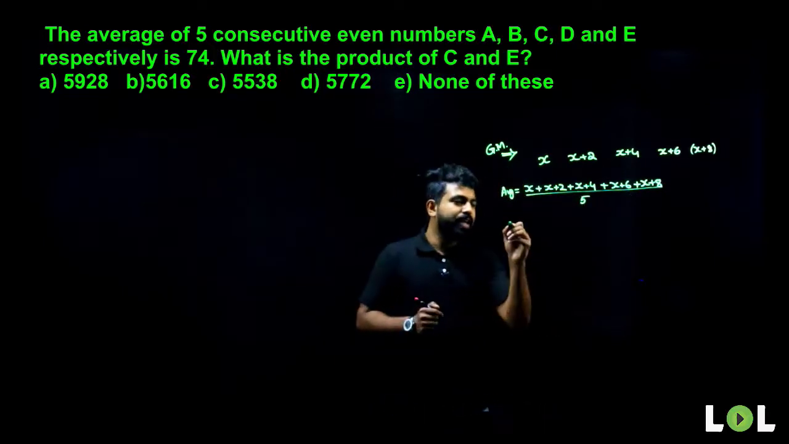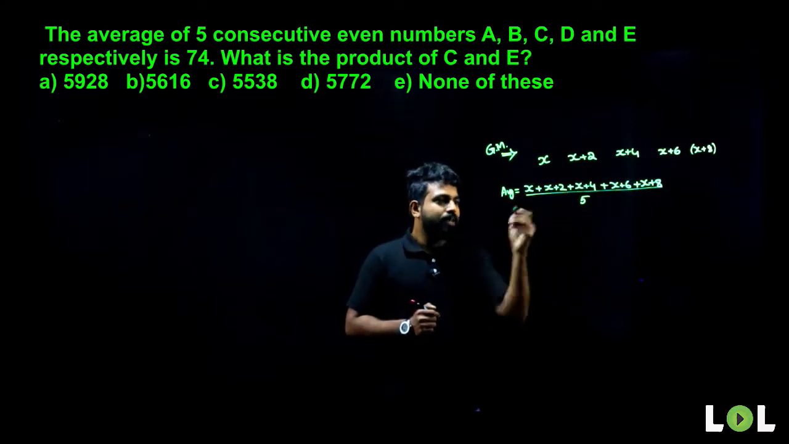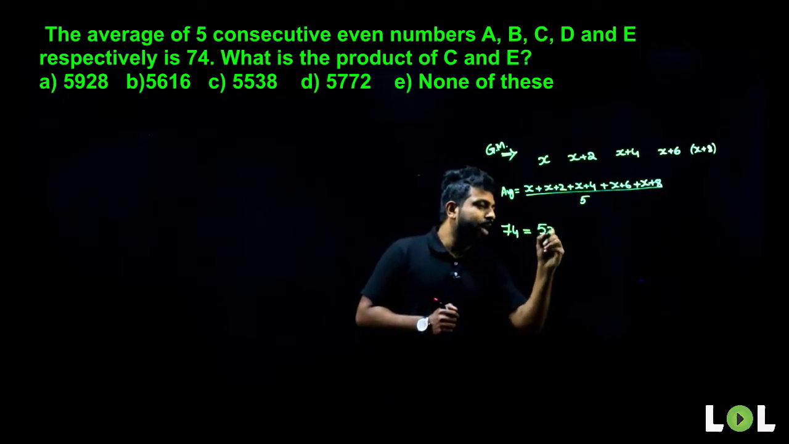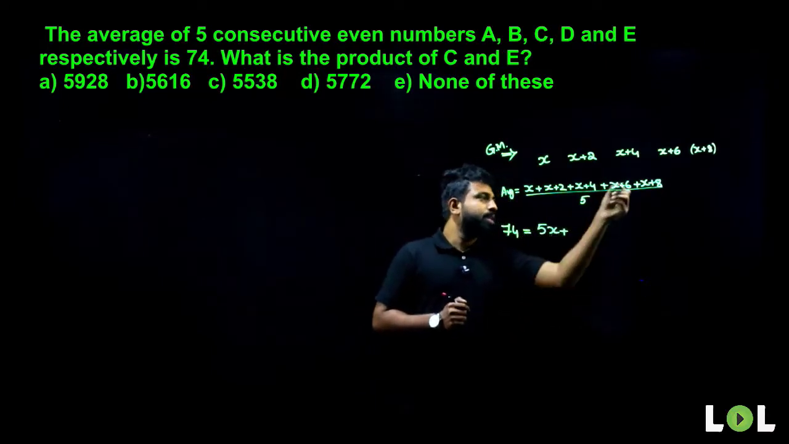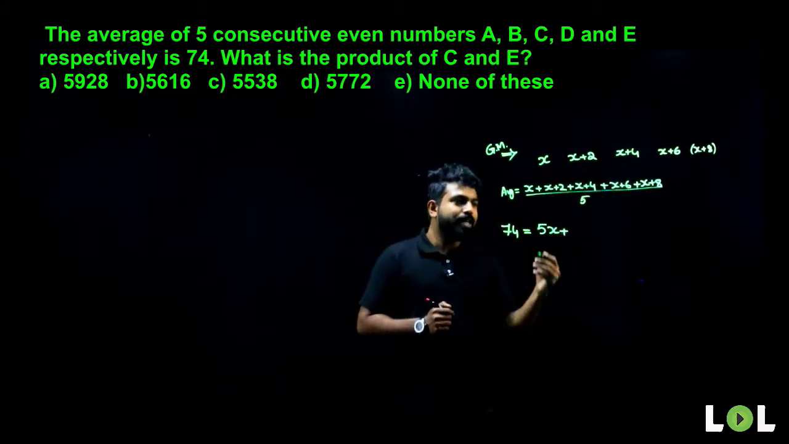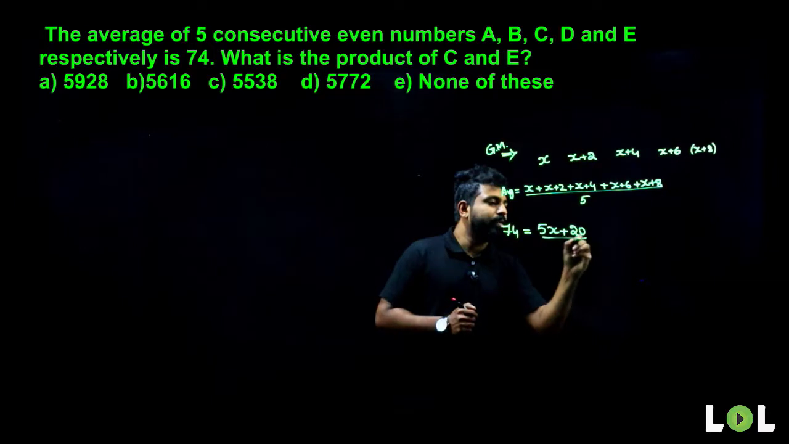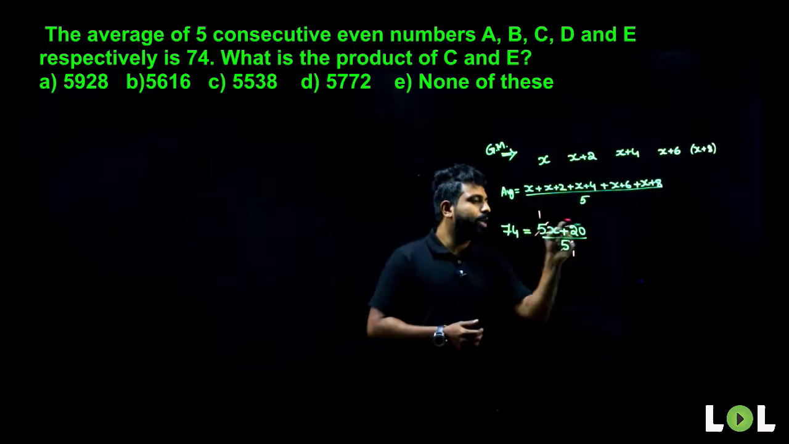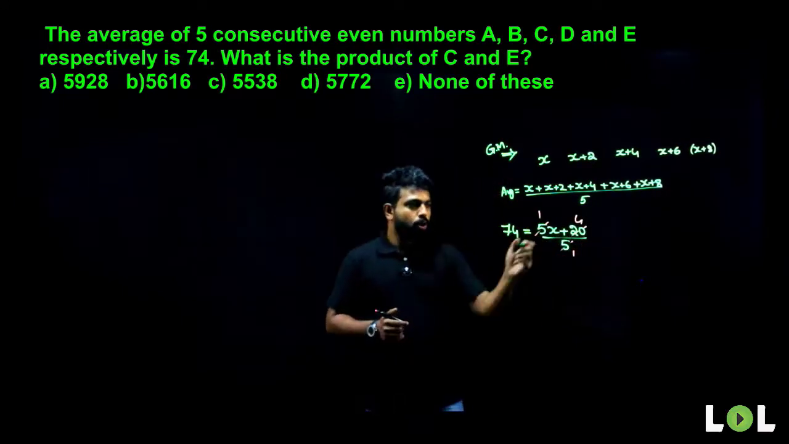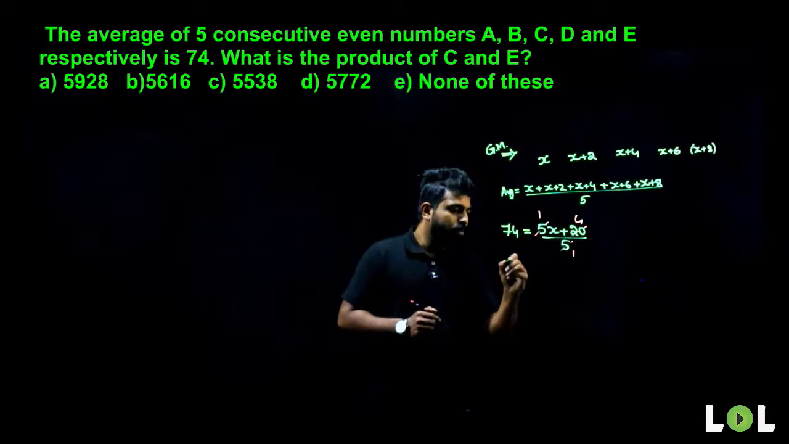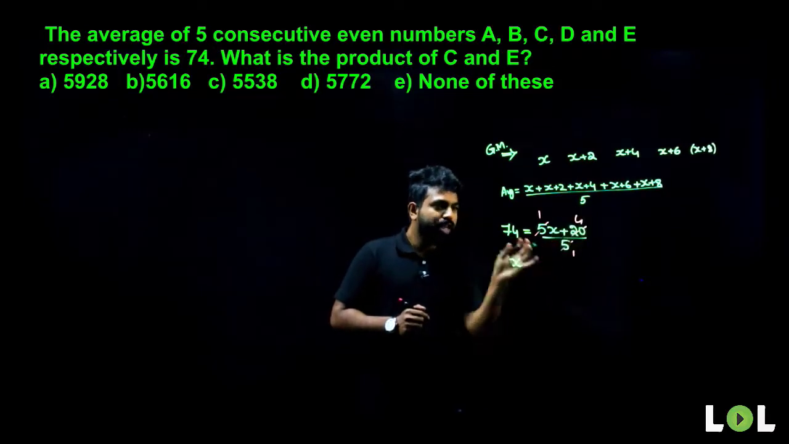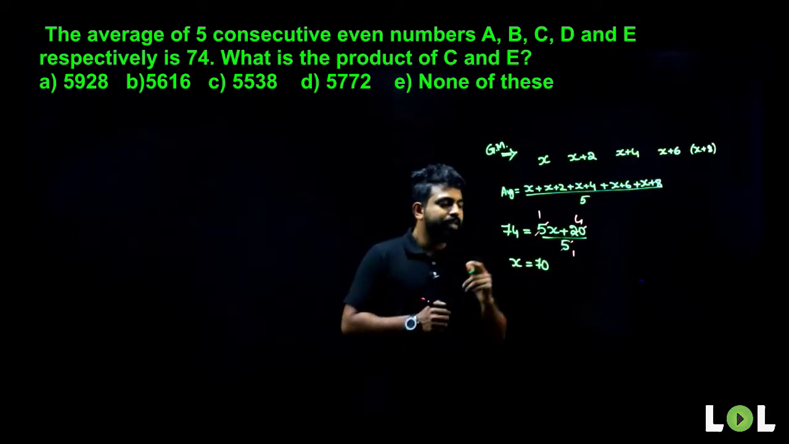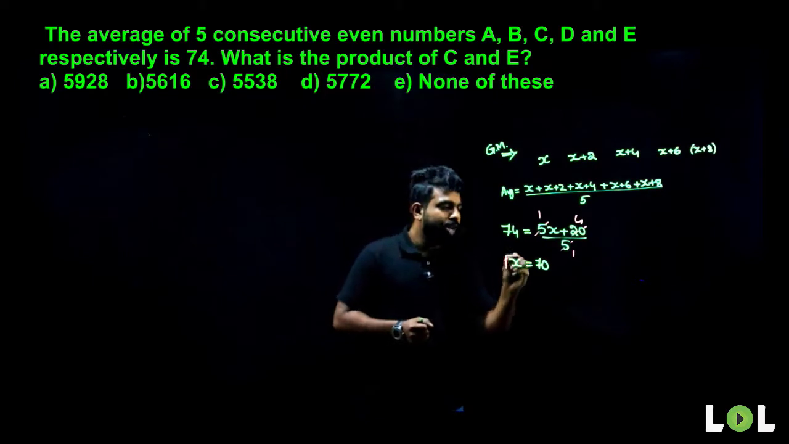So what will be our average? Average they've given it as 74. So our average is 74, which will be equal to 5x plus 6 plus 4 is 10, 8 plus 2 is again 10, 10 plus 10 is 20, the whole divided by 5. If I am cancelling this 5 here, what do I get? 5 1 times, 5 1 times and 5 4 times. So what will be the value of x here? This 4 going to the other side will become minus 4. So x will be 74 minus 4, that will be 70. So here I have got the value of x.